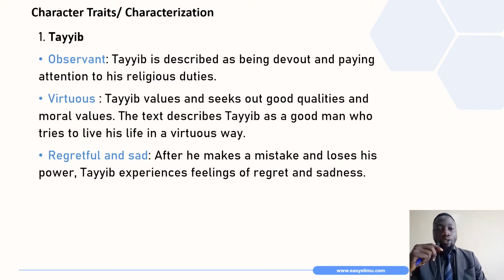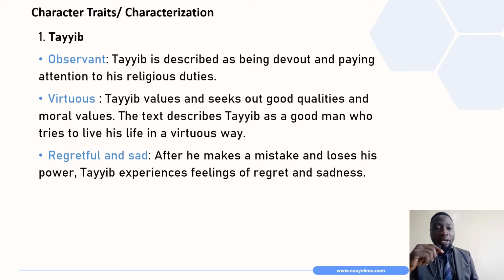Some of the character traits or portrayals that Taib has in the story. Number one, we can say that he is observant. Taib is described as being devout and paying attention to his religious duties. So we can also say that he is religious. The fact that he pays attention to his religious duty means that he is also religious.